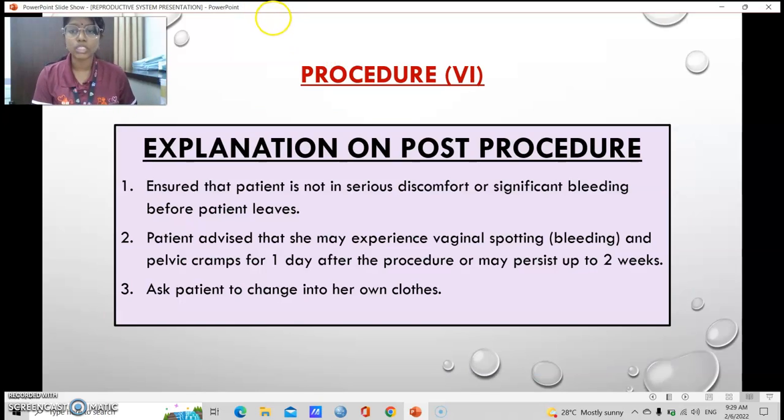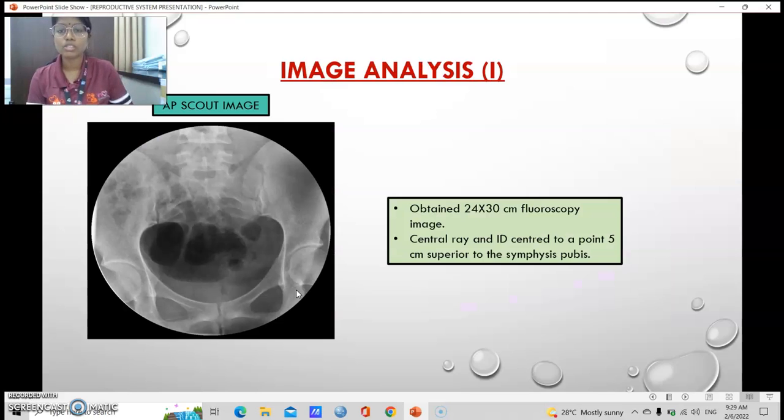Explanation on post procedure. Ensure the patient is not in serious discomfort or significant bleeding before the patient leaves. The patient is advised that she may experience vaginal spotting. That's why they asked her to bring her own sanitary pad. She may also have pelvic cramps for 1 day after the procedure, or they may persist up to 2 weeks. Ask the patient to change into her own clothes.